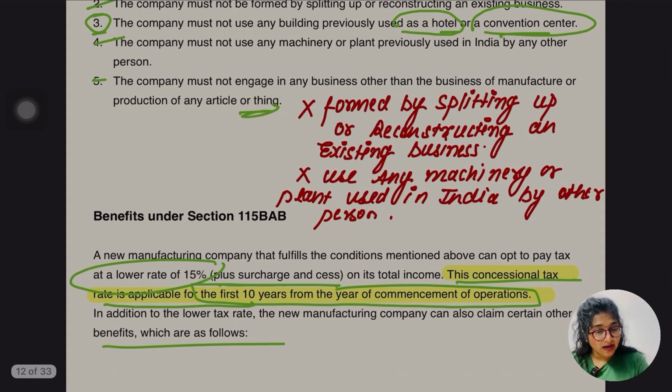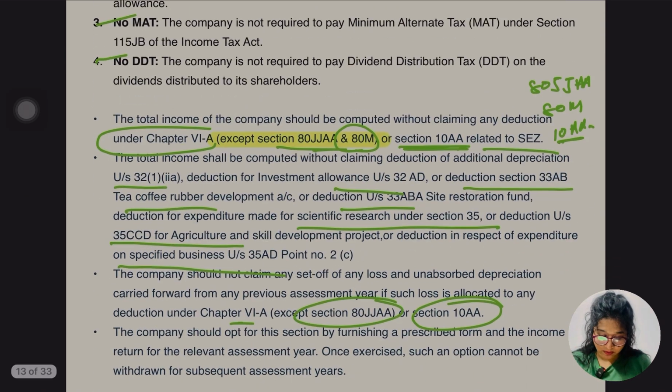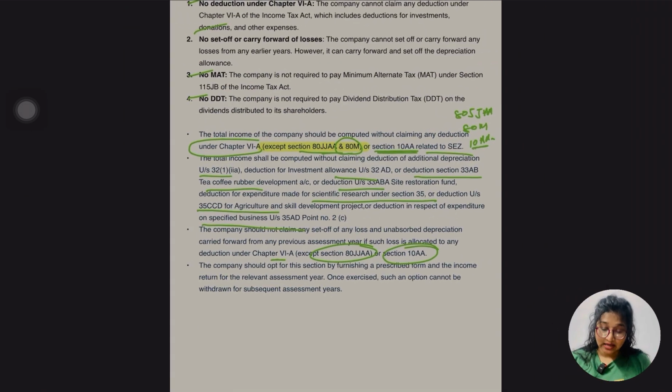Once it is applied, for how many years should it be applied? 10 years. And yes, the same thing is written. The deductions which are not available in this case and that case are similar. In that section, how many were there? Only one deduction, 80JJAA. In this section, 80JJAA and 80M, plus the 10AA one. The sales-related section is going to be available in this case. So yes, other points are similar in these cases.